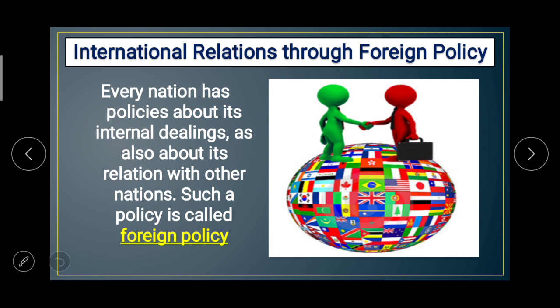International relations through foreign policy. Every nation has policies about its internal dealings as also about its relation with other nations, and such a policy is called foreign policy. How to deal with the neighboring countries and how to deal with the countries in the world with common interest, all these things are included in the foreign policy, and about this we have to study in detail in the next topic, that is foreign policy.